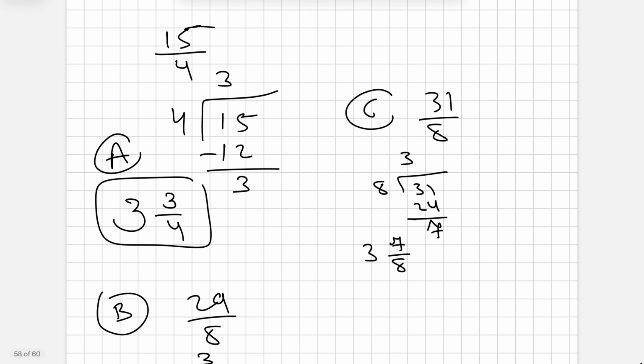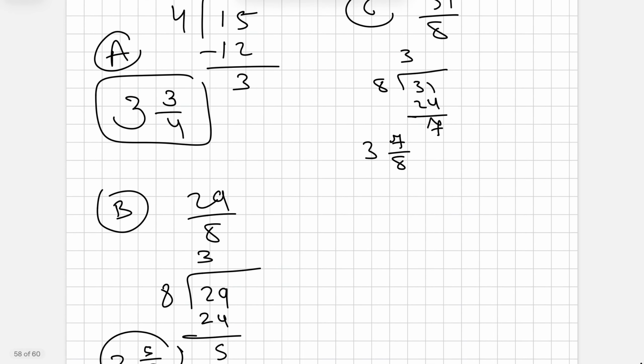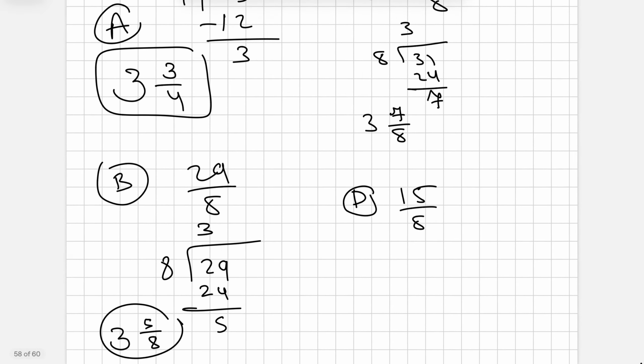And the last one is 15 over 8. Here we have the divisor 8 and 15 there. We multiply 1 times 8, which is 8, and after we subtract, it's 7. Here you go, so we have 1 and 7 over 8.